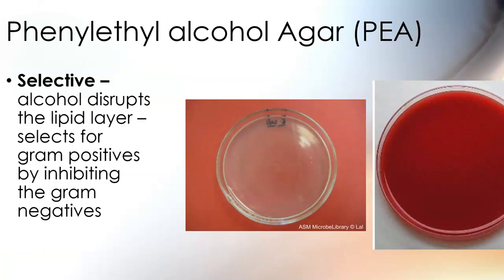So PEA, the phenyl ethyl alcohol agar, or phenylethanol agar. You can get PEA with blood, so it has blood, and that's this plate over here. You cannot detect hemolysis because the alcohol actually disrupts the cell membrane, so it won't show hemolysis. And I cannot tell you how many people look at PEA and go, oh, it's a red plate, so I need to be able to look at hemolysis. I'm like, nope, you'll not see hemolysis on PEA. Sorry.